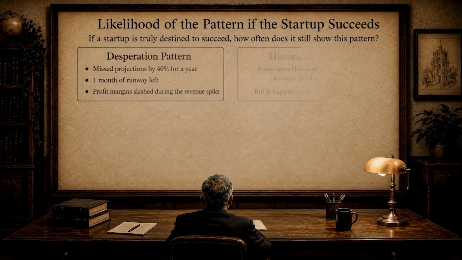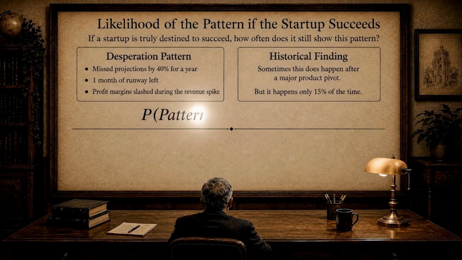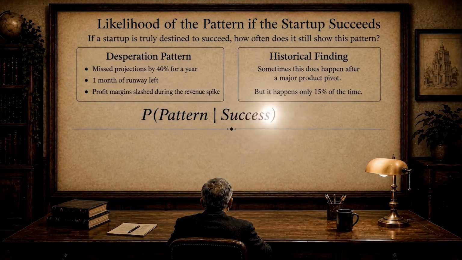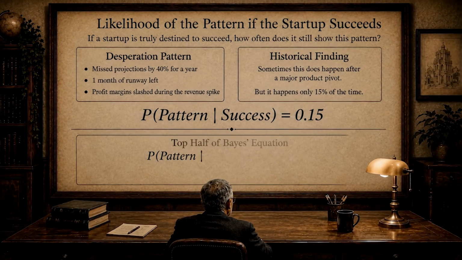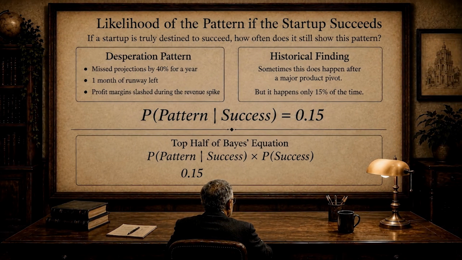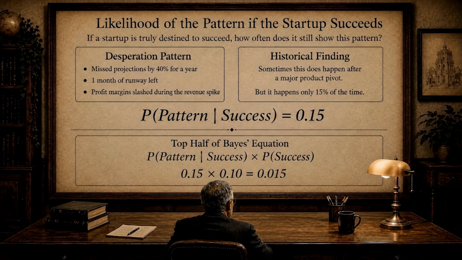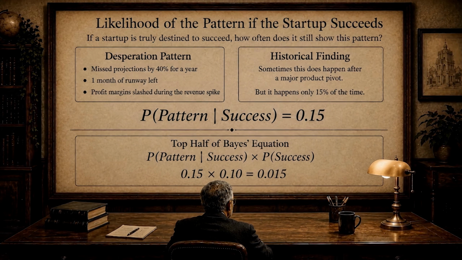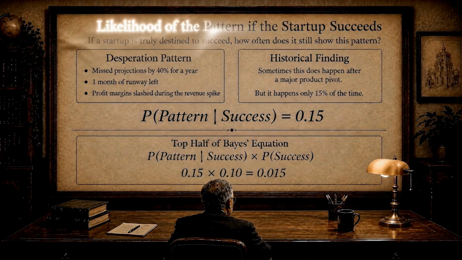Let's say that your hypothetical historical data shows that sometimes this does happen, usually due to a massive aggressive product pivot, but it only happens 15% of the time. So, the P of success based on this new evidence is 15% or 0.15. The top half of the Bayes equation is just 0.15 multiplied by 0.10. Now to find the bottom half of the equation, you have to look at the failures.